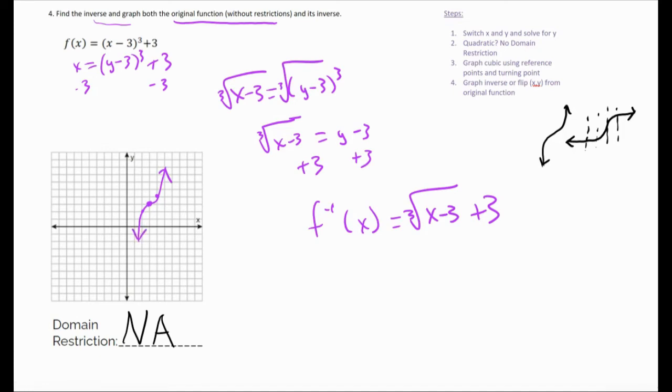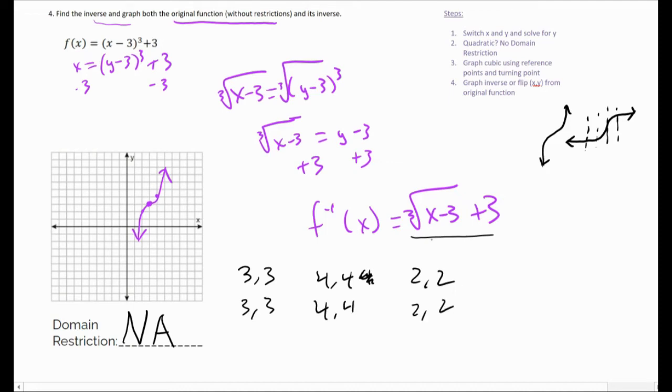For our inverse, we could do two things. We could look at the points that we found, 3, 3 here, 4, 4, and 2, 2. And what we'll notice here is that when we flip these around, they're going to be the same.